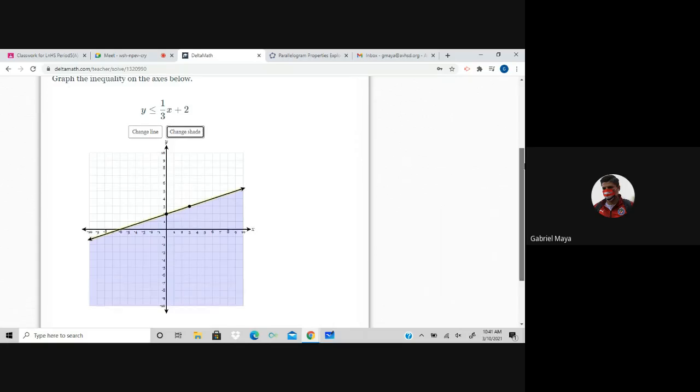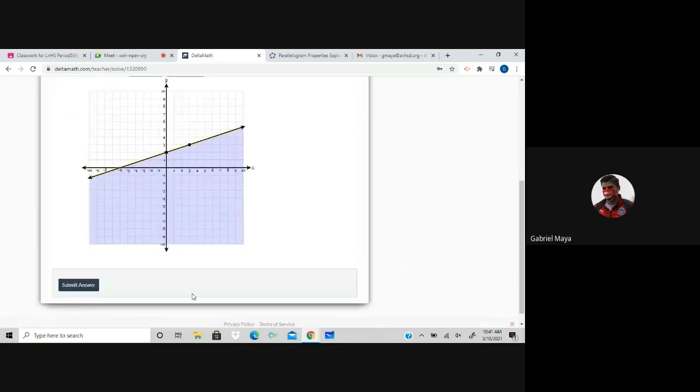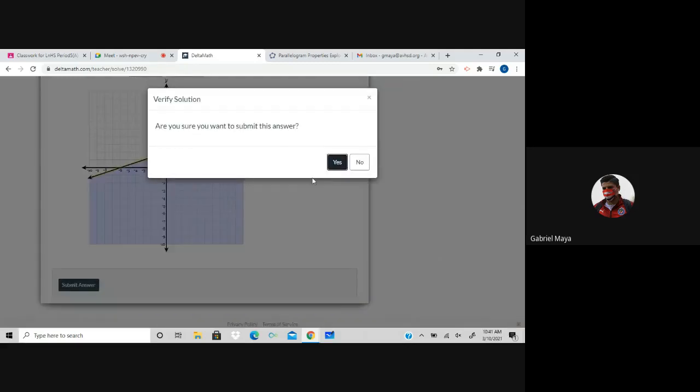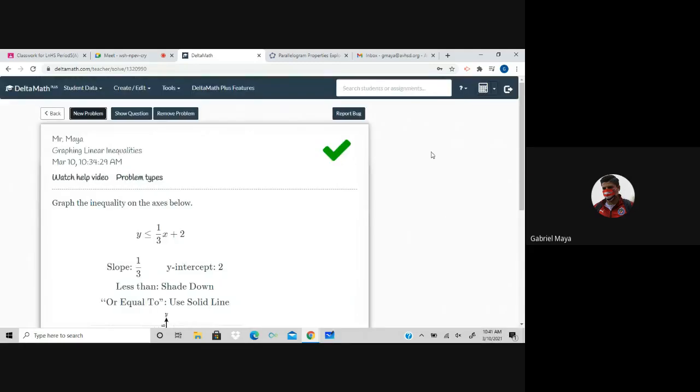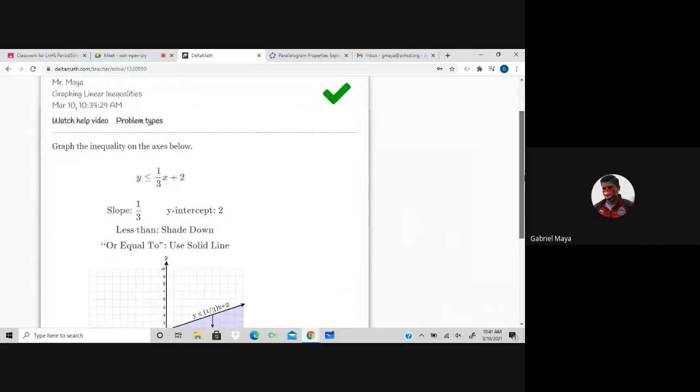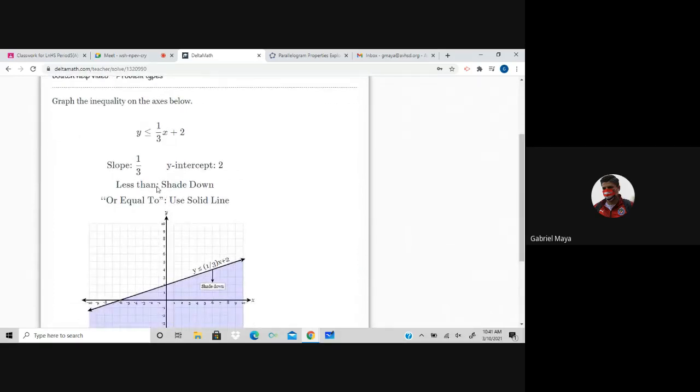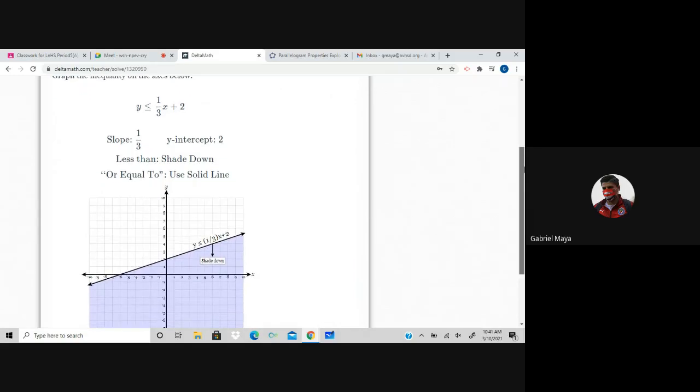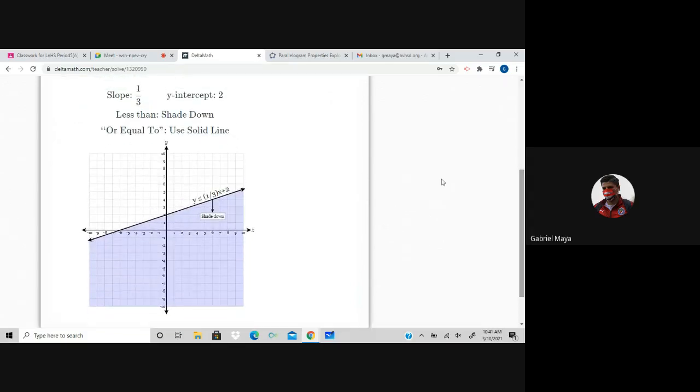All right, here's submit answer. There you go. It even tells you the y-intercept is 2 and the slope is 1/3. Less than, so you shade down. Less than or equal to, you use a solid line. But again, if you don't remember this rule, just pick a test point, because the test point will not fail.